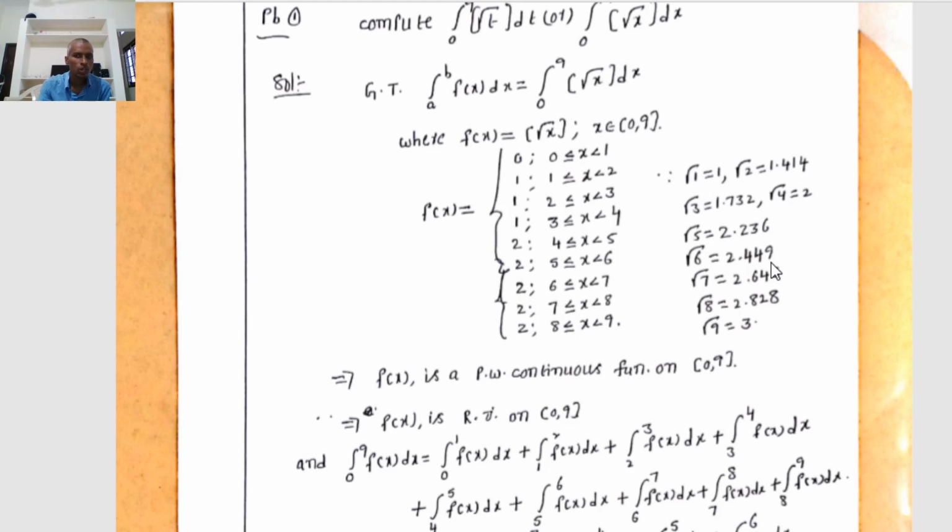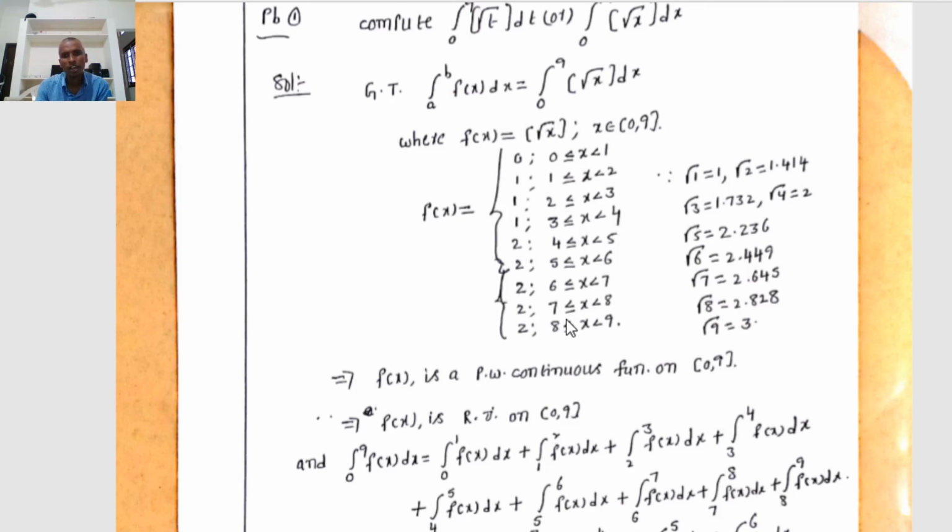Next, 6 ≤ x < 7, where √6 = 2.449. Therefore, the integral part of √6 equals the integral part of 2.449, which equals 2. Therefore, x lies between 6 ≤ x < 7, and automatically the integral part of √x equals 2.